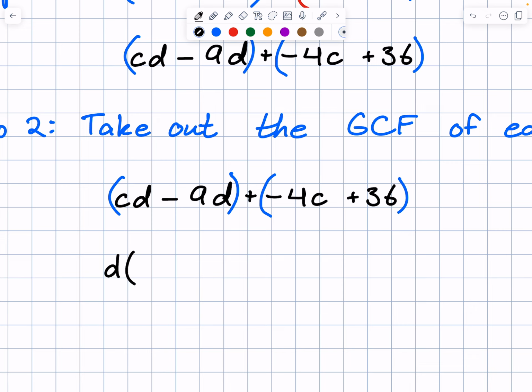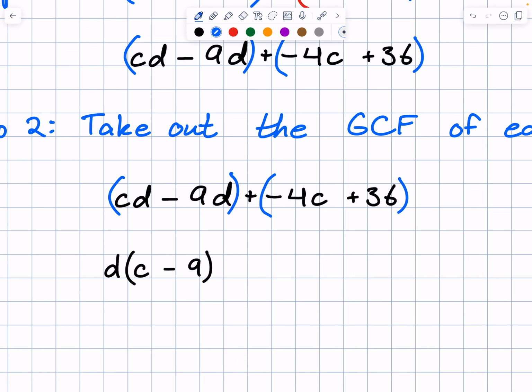And then I'm going to write down inside the parentheses what was left. Well, if I took a D out right here, there would be a C left. So I'm going to write C inside my parentheses. And if I took a D out from negative 9D, there is a negative 9 left. And that's it. I took a D out and I'm left with C minus 9.